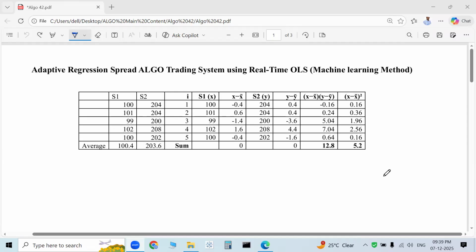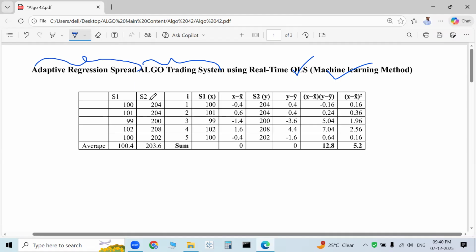Hello, I'm Piyush Dave, a fintech professional, and today I'm going to share an algo trading technique based on machine learning. We are going to understand a very interesting system based on machine learning and complex mathematics, which uses a method called OLS, the ordinary least squares method, and this is basically called an adaptive regression spread.